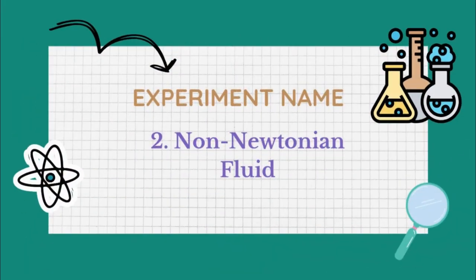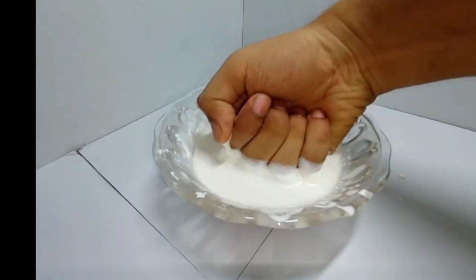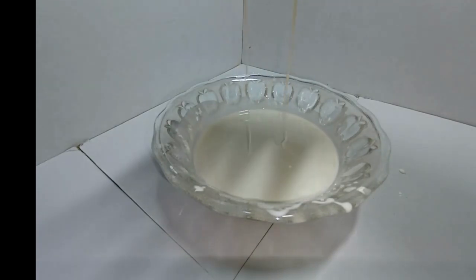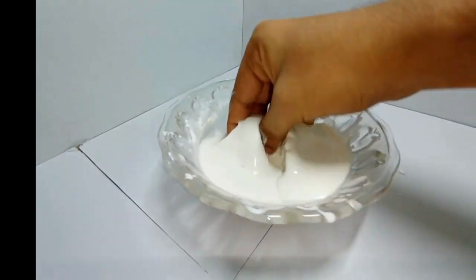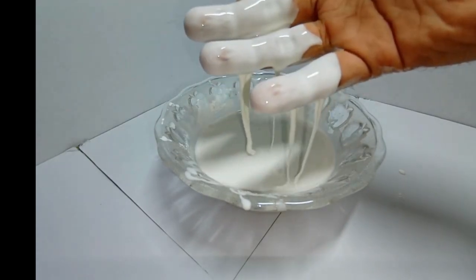To know what a non-Newtonian fluid is, let us take a look at the experiment. As you can see, when I punch the fluid, it acts as a hard surface. Even when I try to pick it up, it behaves as a solid. But then it starts flowing like a liquid.